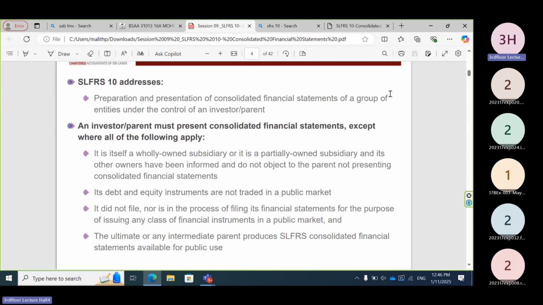So then you are having a kind of a non-listed company. Non-listed company. Let's say this type of scenario. Non-listed company. You are having an ultimate parent. Ultimate parent. You are the intermediate parent company.